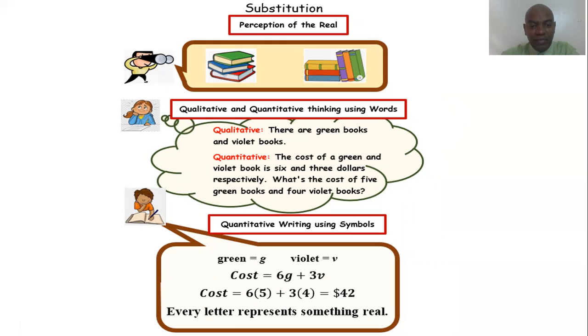What's the cost of 5 green books and 4 violet books? So quantitatively, writing using symbols, G for green, V for violet, cost is equal to 6G plus 3V, because the cost of a green is 6 and the cost of a violet is 3. But you have 5 green, so 6 5s are 30. You have 4 violet, 3 4s are 12. 30 plus 12 is equal to 42.